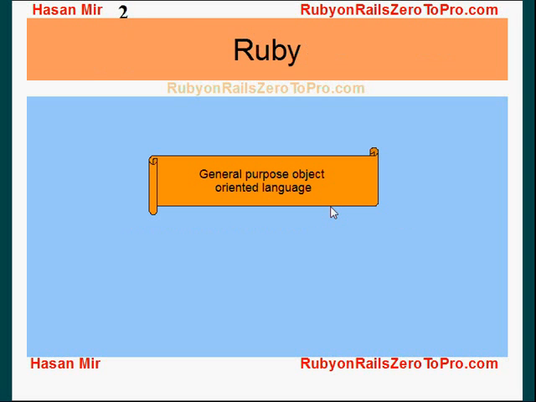So first let's talk about Ruby. It's a general purpose object-oriented language. It originated in Japan in mid 1990s. It's based on languages like Perl, Smalltalk, Eiffel, Ada and Lisp. It offers automatic memory management. The implementation of Ruby is written in C language.